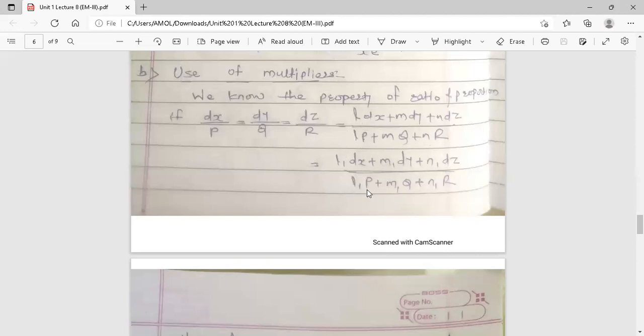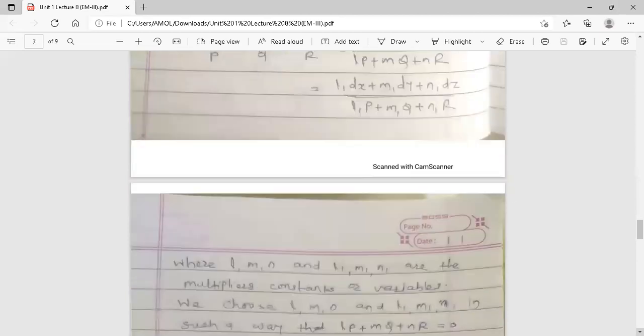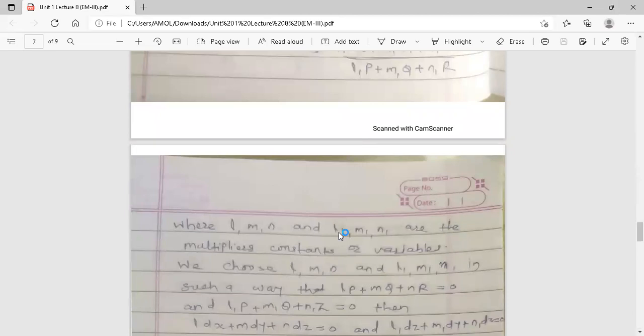Similarly, if we multiply P, Q, R, the denominator terms, by L1, M1, N1, and add all the terms, and the sum is 0, then L1, M1, N1 is the second set of multipliers. Since we multiply the denominator terms by L1, M1, N1, we also multiply the numerator terms by L1, M1, N1 respectively, so that we get the numerator term L1 dx plus M1 dy plus N1 dz. So here, L, M, N and L1, M1, N1 are the multipliers.